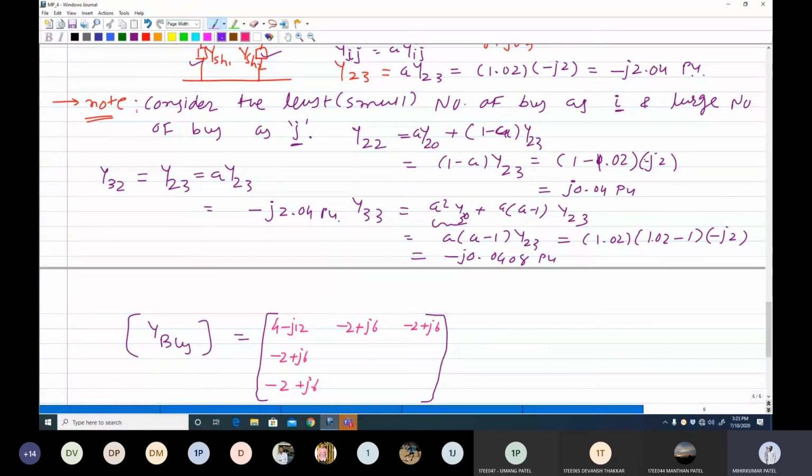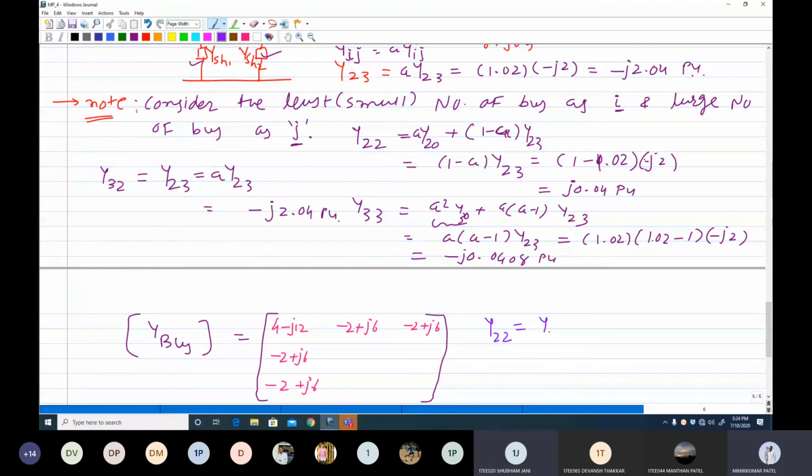Now, these four elements get changed. So what is the change we will get in these four elements after adding the transformer? 0.04j. Yes, what is the value of Y22? 0.04j. So, yes, I will explain.